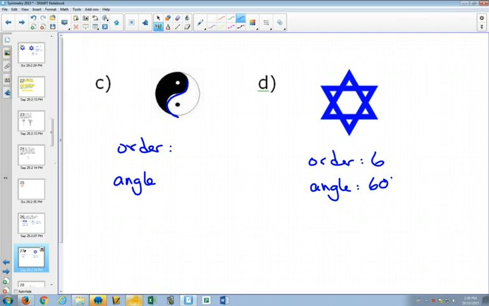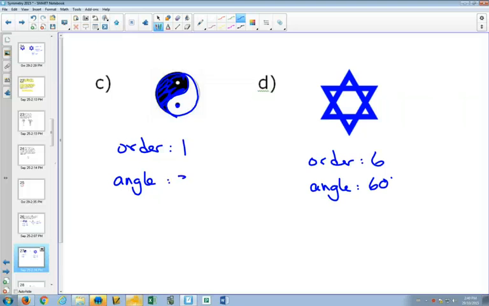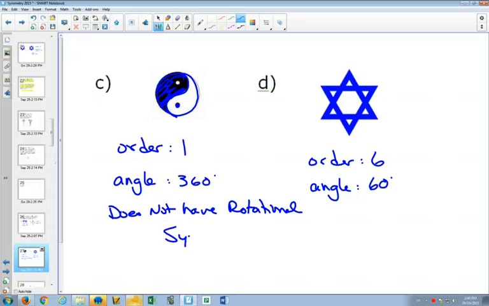So let's take this here and shade this part in. But it won't be the same because, if we take it and you go halfway around, the shading doesn't match up, right? It only matches up when it's back. So the order is technically 1. The angle is 360, and we would say it does not have rotational symmetry.